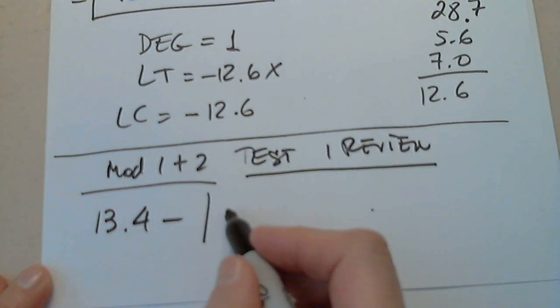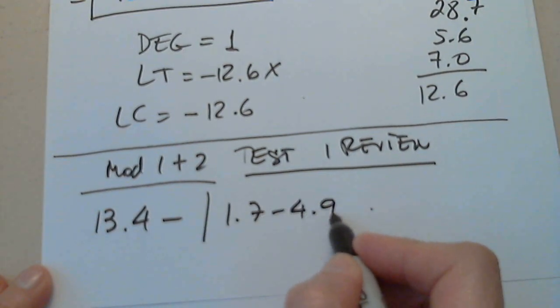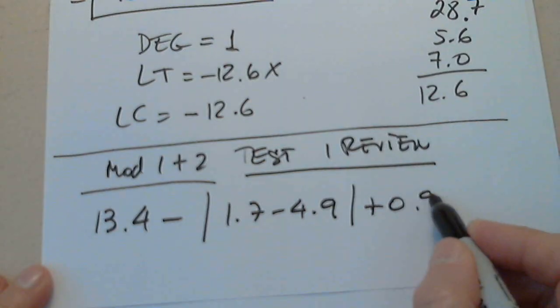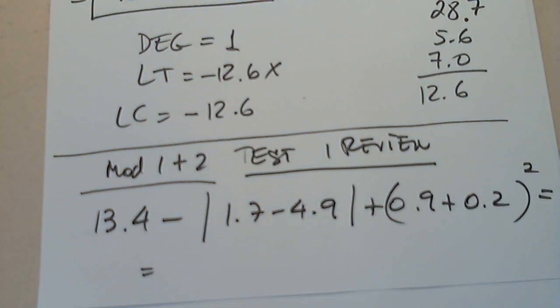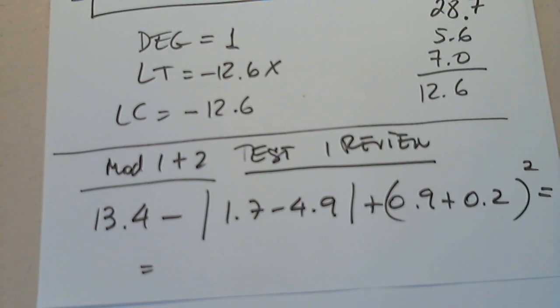13.4 minus the absolute value of 1.7 minus 4.9 plus 0.9 plus 0.2, everything squared. Okay, we want to simplify this numerical expression to the fullest. So let's work on this for a minute, please.